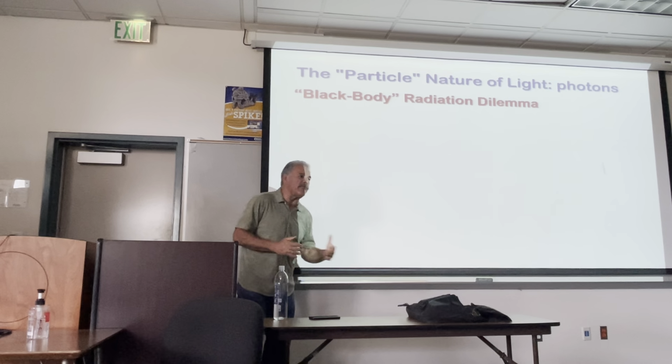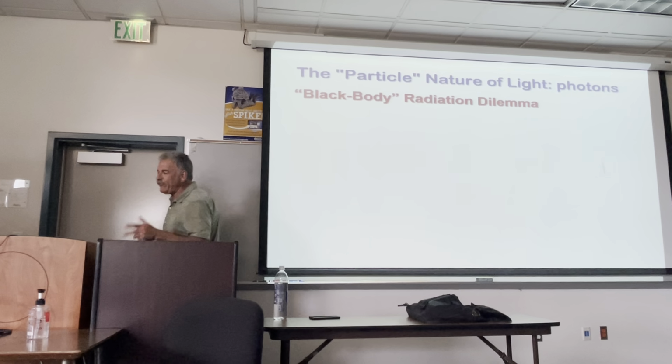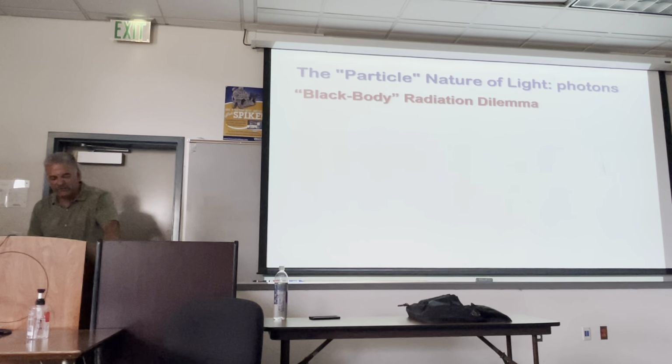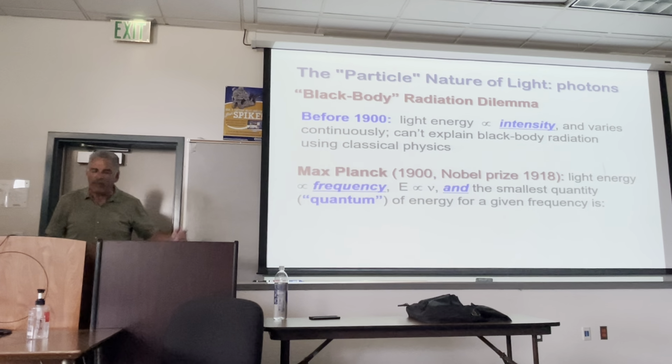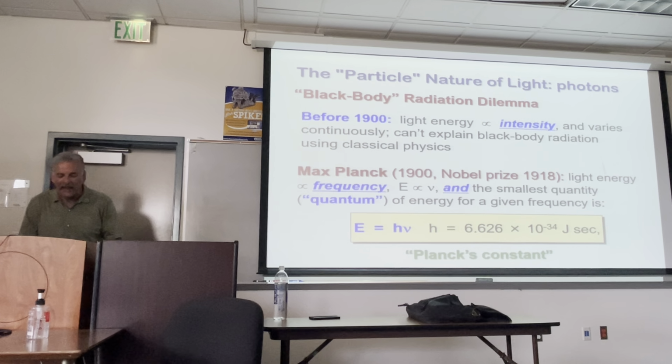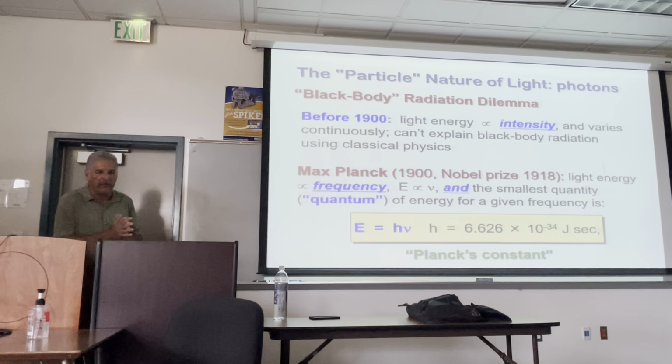Okay, so light also doesn't just act like a wave. That's one way. It also acts like a particle. It's called the dual nature of light. And the problem came from black body radiation. Light energy is proportional to intensity and varies continuously, which can't explain black body radiation. This is a classical physics problem. We don't need to worry about that, but Max Planck figured it out. Thanks, Max. And he gave us E equals hv.